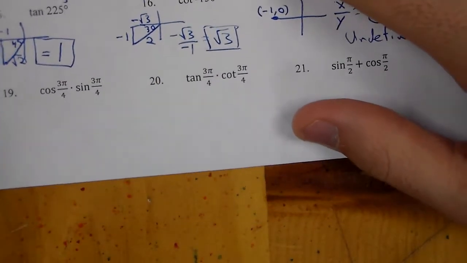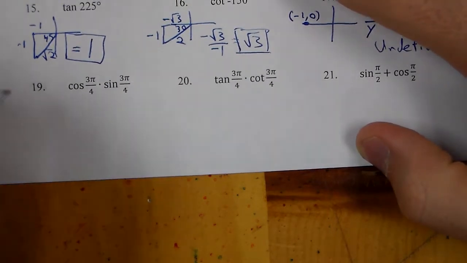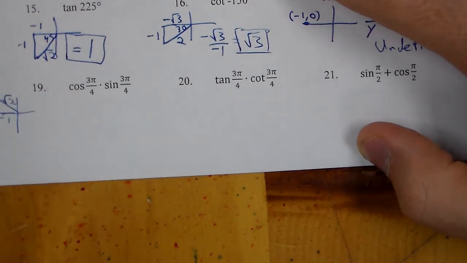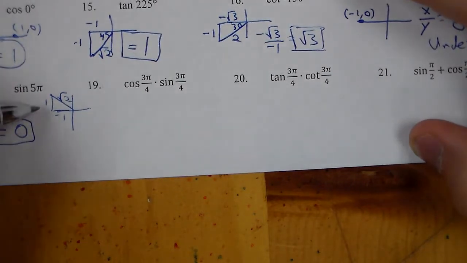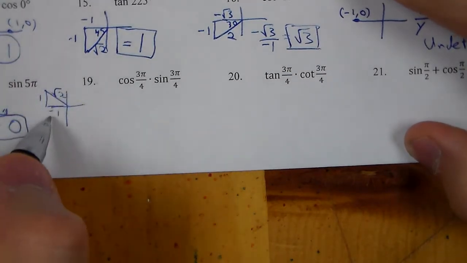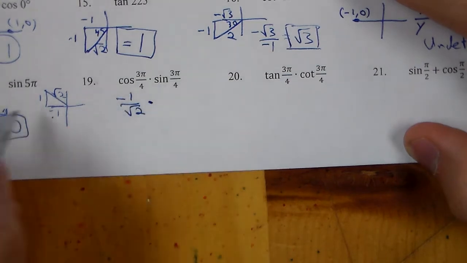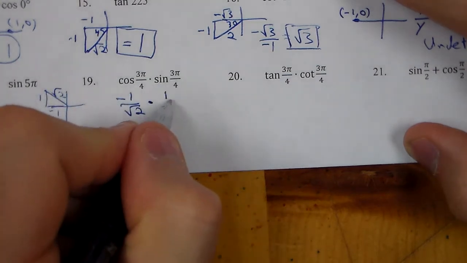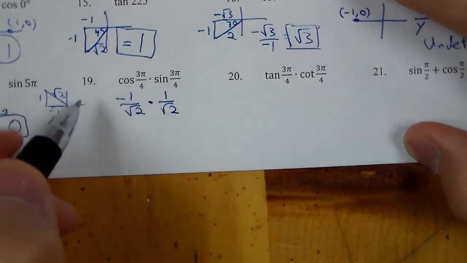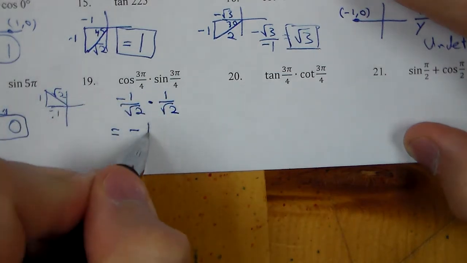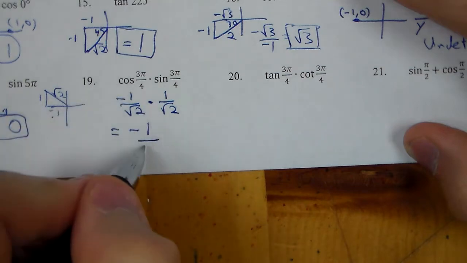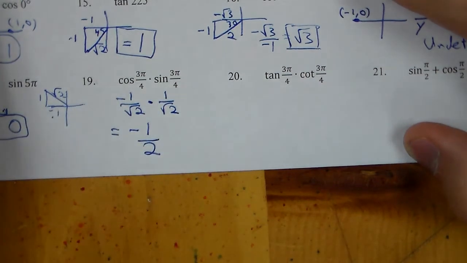For cosine 3 pi over 4 times sine of 3 pi over 4, I'm going to think of where 3 pi over 4 is. That is over in quadrant 2. It is a 45, 45, 90, so we can label those parts right here. So cosine of that would be adjacent over hypotenuse, which is negative 1 over root 2, times opposite over hypotenuse, which would be 1 over root 2. When I multiply this out, I get a negative 1 on top. Root 2 over root 2 is 2, so it is negative 1/2.